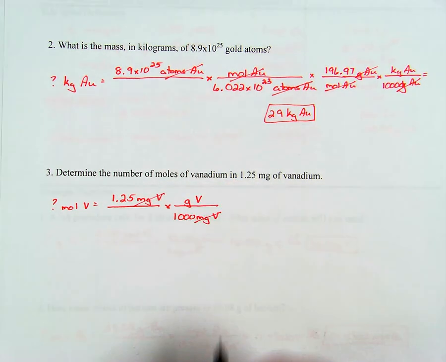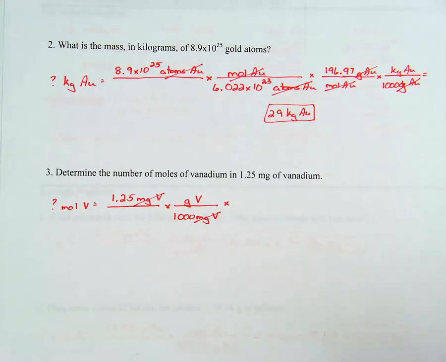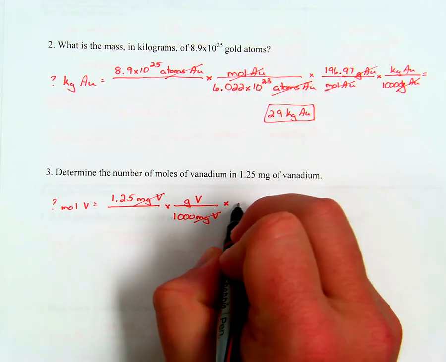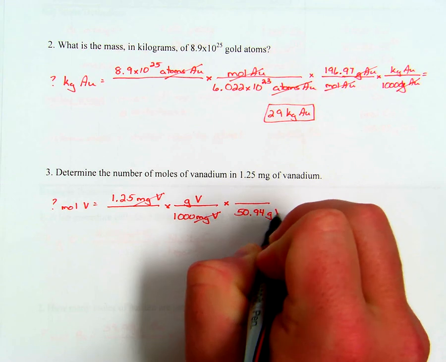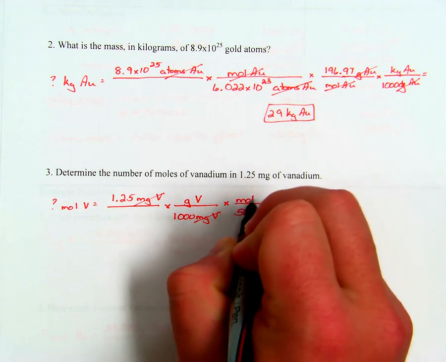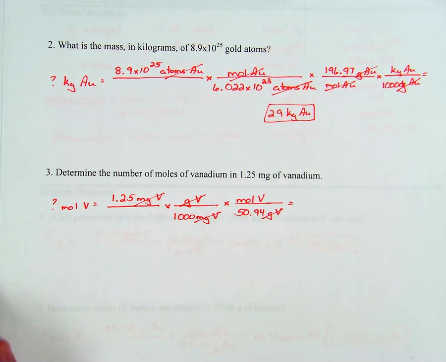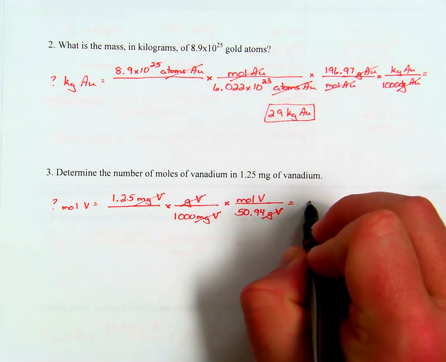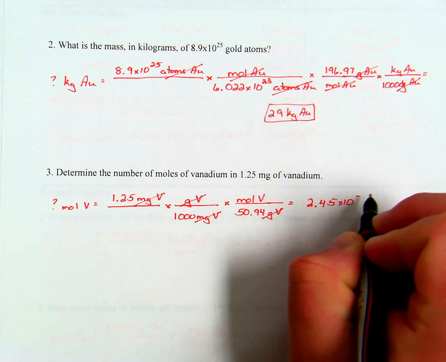Now I can use the molar mass of vanadium. You'll see that it is 50.94. So 50.94 grams of vanadium per mole of vanadium. Grams cancel. Now we just plug it into our calculator. Looks like we're going to get 3 sig figs. I get 2.45 times 10 to the negative 5th moles of vanadium.